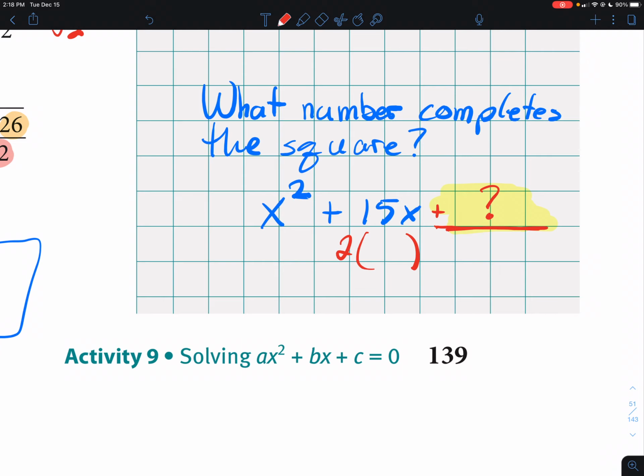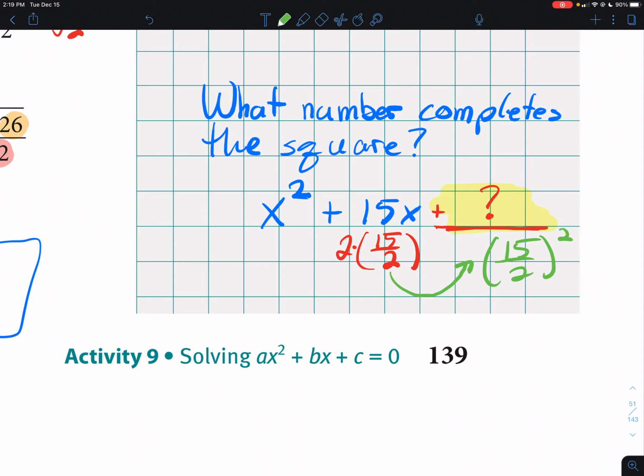Well, 15 is not an even pretty number. So 15 divided by 2, because 2 times 15 divided by 2, these would cancel out and we would just have 15. So we take the number that's being doubled and then we square it to get the number that completes the square. So 15 over 2 squared is 15 times 15 over 2 times 2.